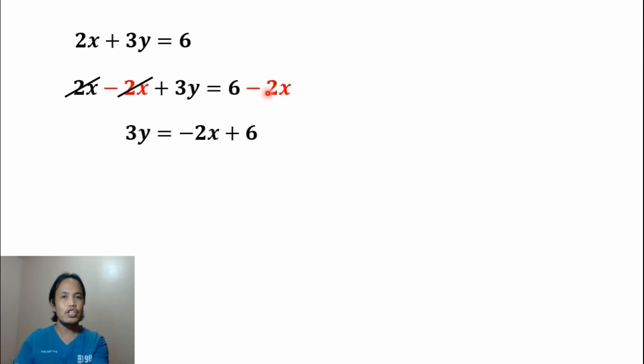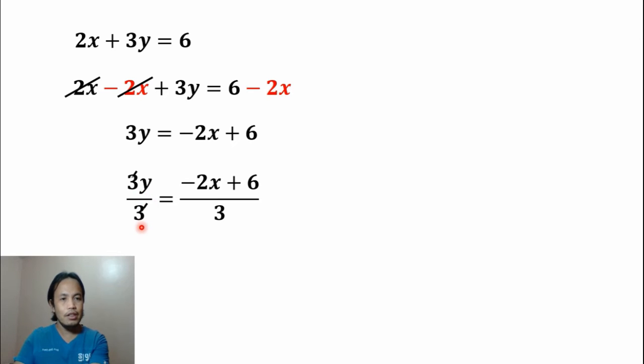Then we can arrange by following the form y equals mx plus b. So what comes first in this equation shall be negative 2x, then followed by the constant, which is 6. Now, since we have the coefficient of y here, which is 3, we need to divide by using division property of equality. We need to divide both sides of the equation by 3.